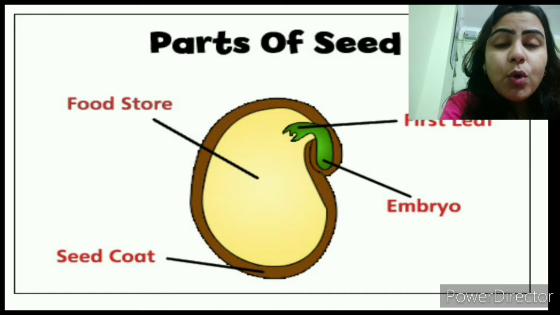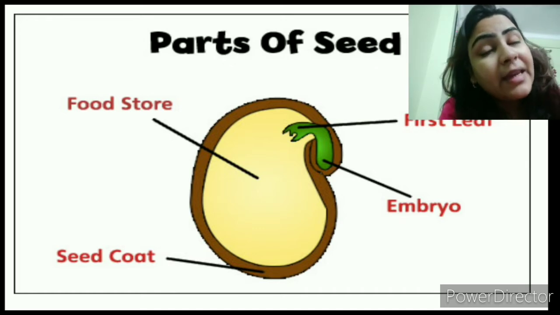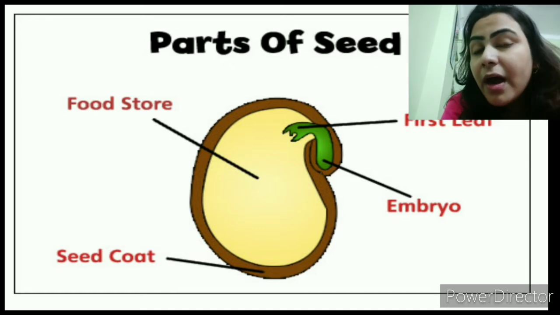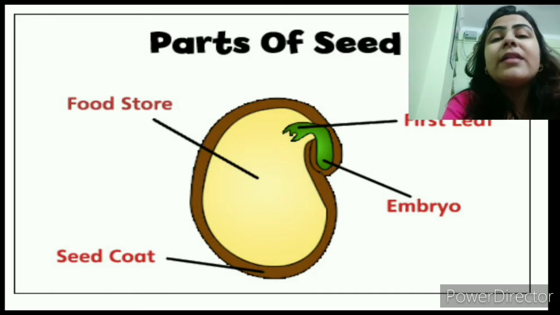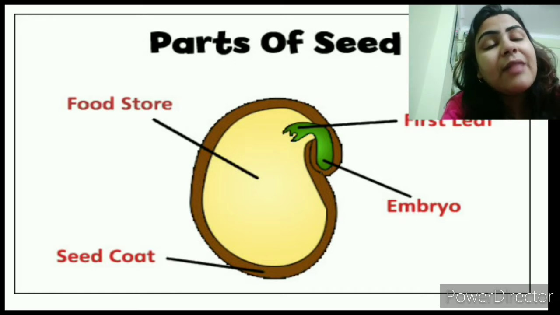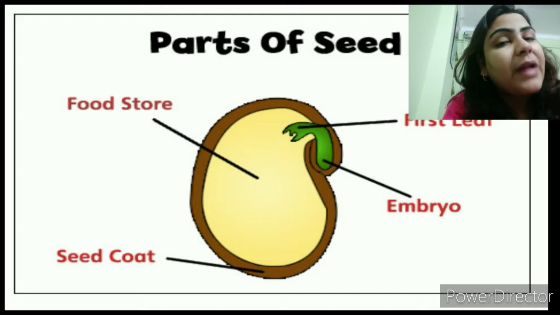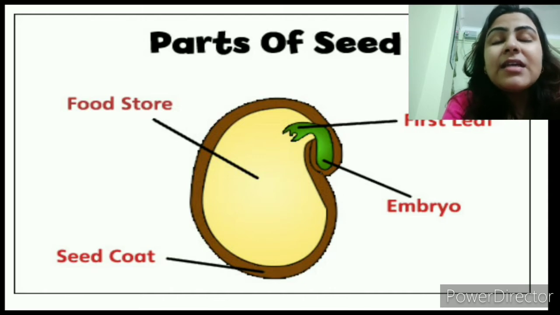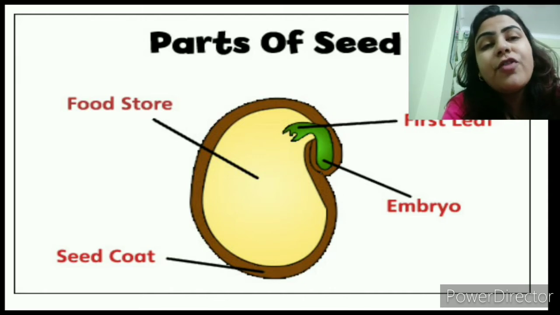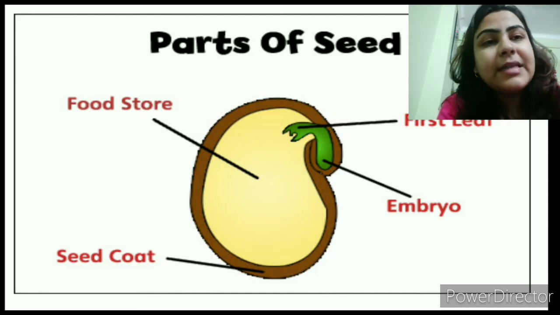So the seed coat protects the baby plant from any kind of injuries, and the yellow part is the actual seed. The seed is where the food is stored. So till the time the baby plant grows into a new plant and is capable enough to make its own food, it gets its nutrition from the food stored in the seed.